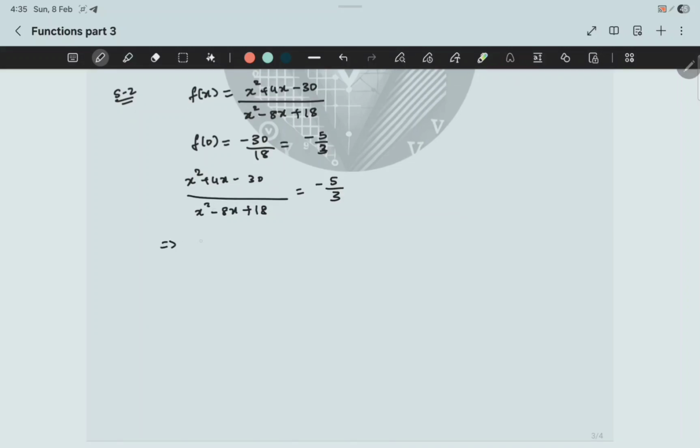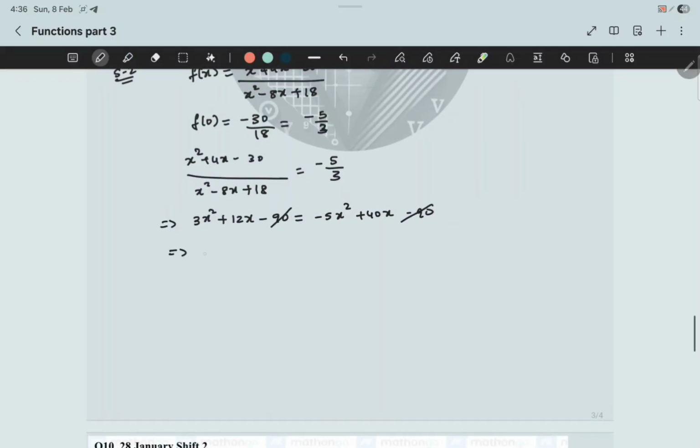So how do we know that? Let us cross multiply. 3x square plus 3 into 4 is 12, 30 into 3 should be 90. So we get minus 5x square on the right hand side, minus 8 into minus 5 should be plus 40, and 18 into minus 5 is minus 90. So we can easily cancel this. So we get 8x square, and 40 minus 12 minus 40 should be minus 28x. So if I take 4x common, then I get 2x here and 7 here. That means either x equals 0 or 7 by 2.